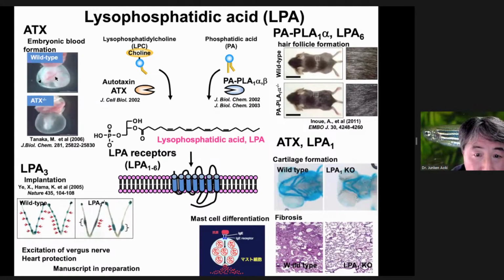Through this pathway, LPA has many roles through its receptors and producing enzymes. And I won't explain all. There are many phenotypes that have been identified through the study of knockout mice of these receptors and producing enzymes, and also using some inhibitors of autotaxin.